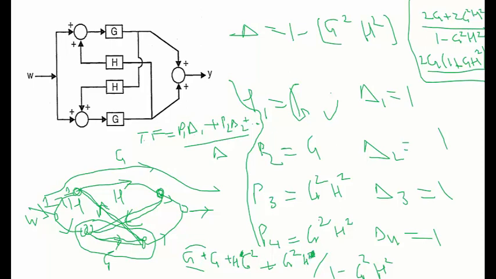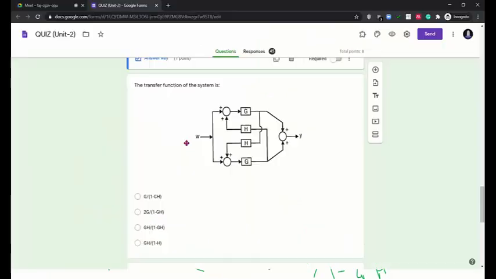So things go wrong if you draw rough figures. So this becomes 2G square H. So you're left with 2G into 1 plus GH, and in the denominator, you have 1 minus GH into 1 plus GH. And this cancels out. So what you're left with is the transfer function 2G divided by 1 minus GH. If you look into the options that were available, you have 2G divided by 1 minus GH. So this was the correct option.